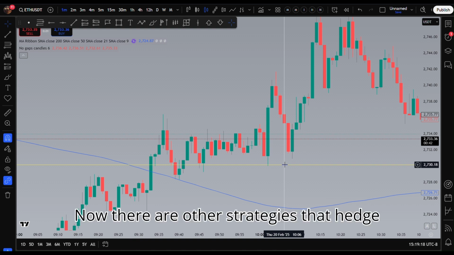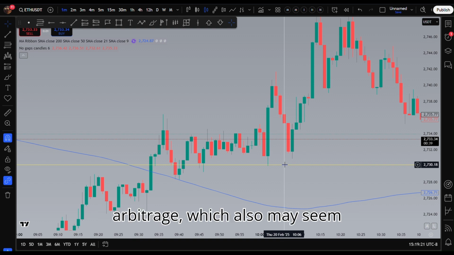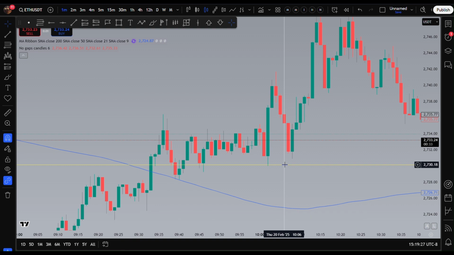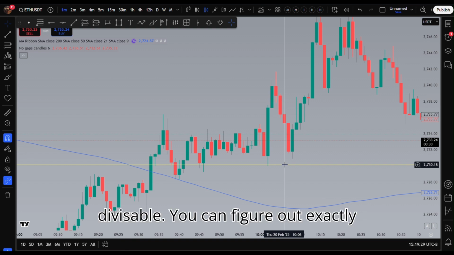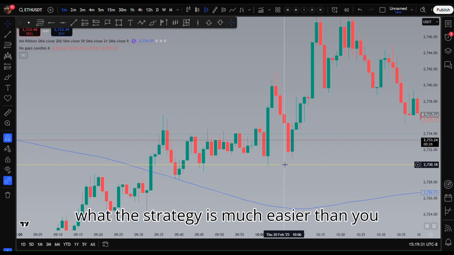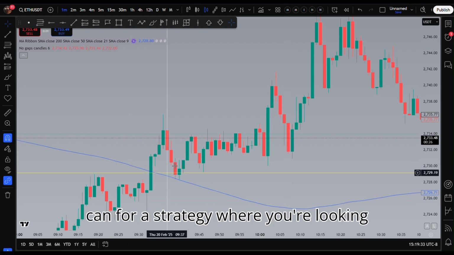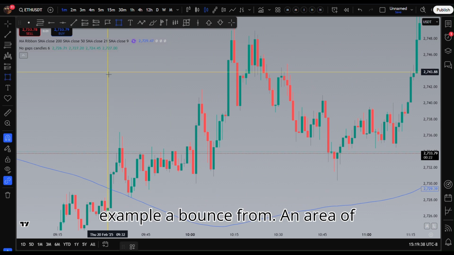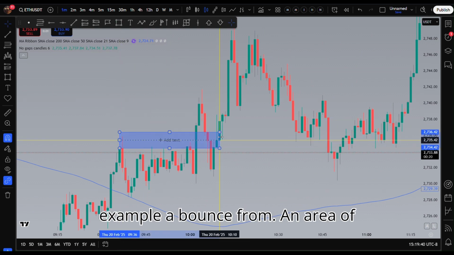Now, there are other strategies that hedge funds use, for example, like merger arbitrage, which also may seem unclear, but they're much more easily divisible. You can figure out exactly what the strategy is much easier than you can for a strategy where you're looking for a bounce from the EMA or, for example, a bounce from an area of interest.